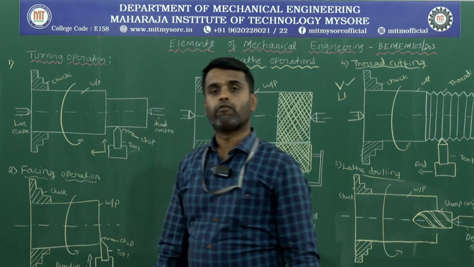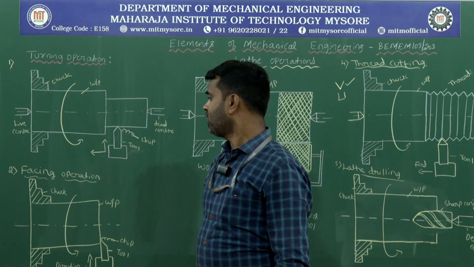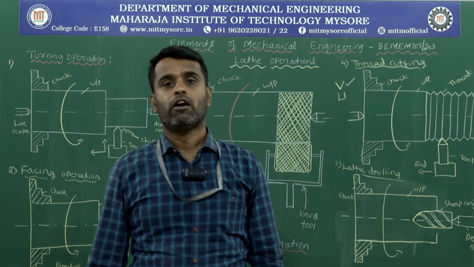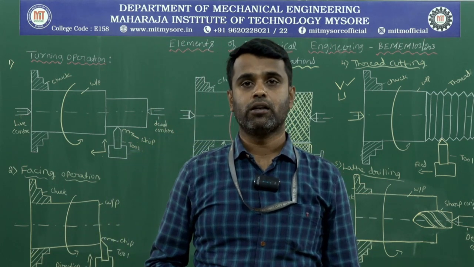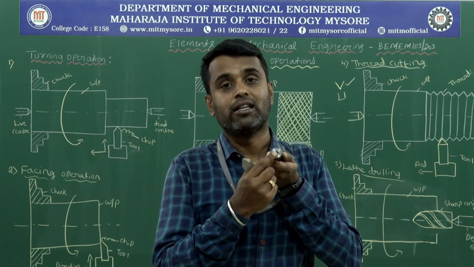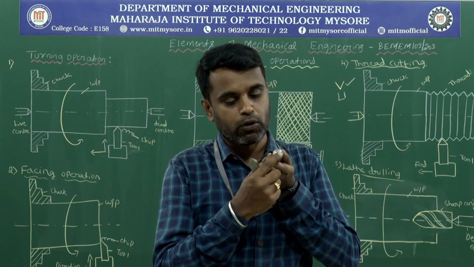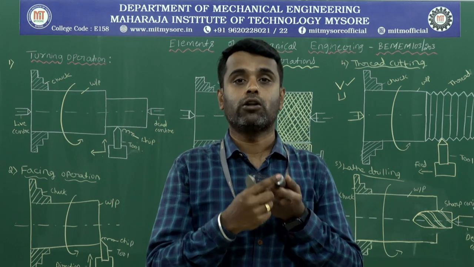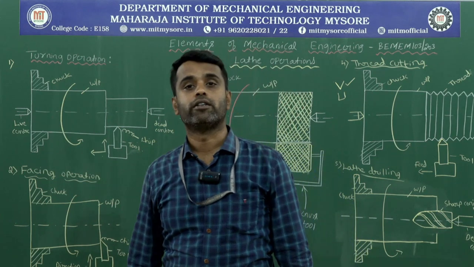The next operation that can be performed on the lathe is the facing operation. What do you mean by facing? Facing is one of the lathe operations that is used to produce a flat surface at the end of the workpiece material. That operation we call the facing operation.